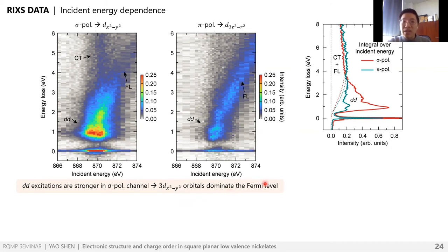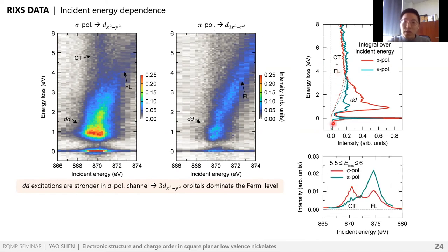Then the next task would be to distinguish between the charge transfer and the fluorescence. To do so, we make a cut along the incident energy with the energy loss between 5.5 and 6. So basically we make a cut in this area, so that the charge transfer and fluorescence will be separated along the incident energy axis. The left feature is the charge transfer and the right feature is the fluorescence.